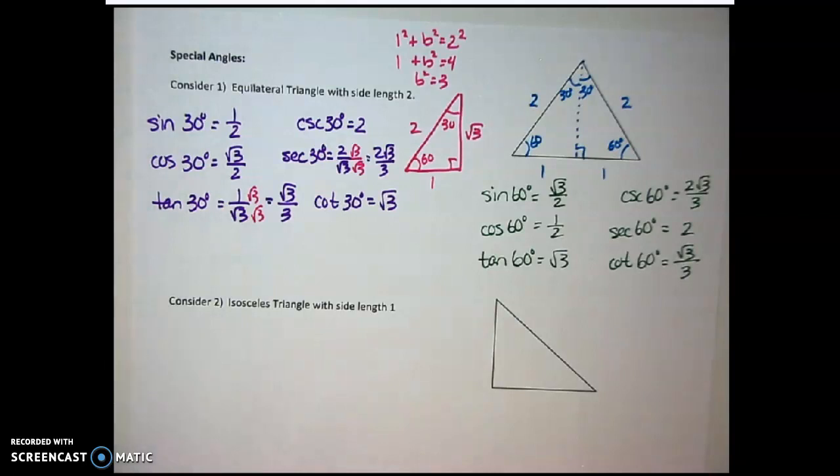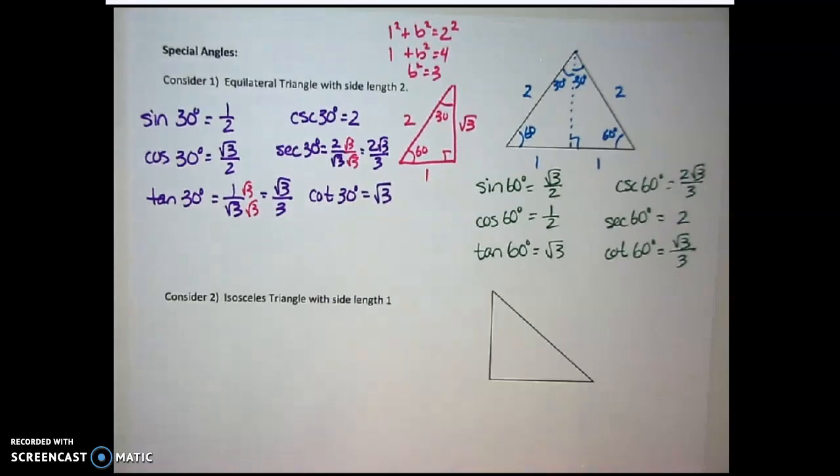So try to be aware of those as we're going along. That's unfortunately one of those things that we can't really talk about that we would be able to talk about in class. Okay, now let's consider an isosceles triangle with side length 1.